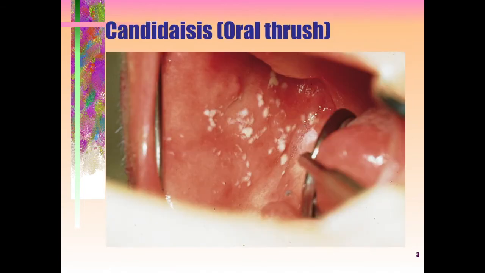Here's a picture of what thrush looks like. So they're little white plaques, and you can't scrape them away from the buccal mucosa.